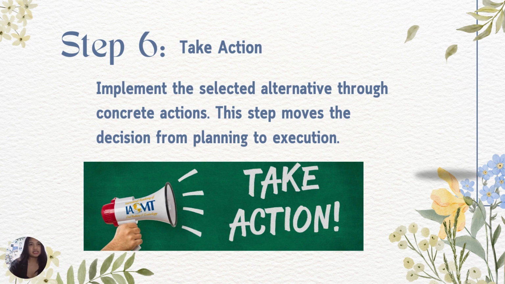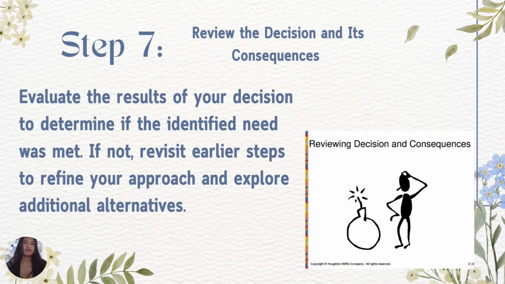Step six is take action. Implement the selected alternative through concrete action. This step moves the decision from planning to execution. Step seven is to review the decision and its consequences. You have to evaluate the results of your decision and determine if the identified need was met. If not, revisit earlier steps to refine your approach and explore additional alternatives.